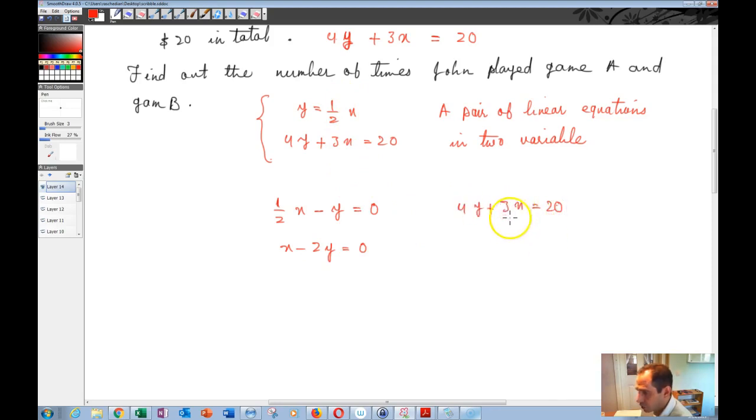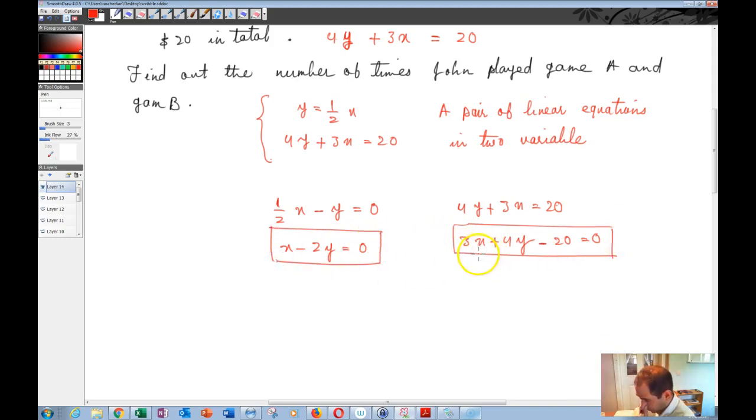The only thing that you need to do is write x first, so 3x plus 4y, and take 20 to the other side, minus 20 is equal to 0. So this is the equation in general form, and this is the other equation in general form. Okay? Now, the interesting thing here is that each of these equations, taken alone, has an infinite number of solutions.